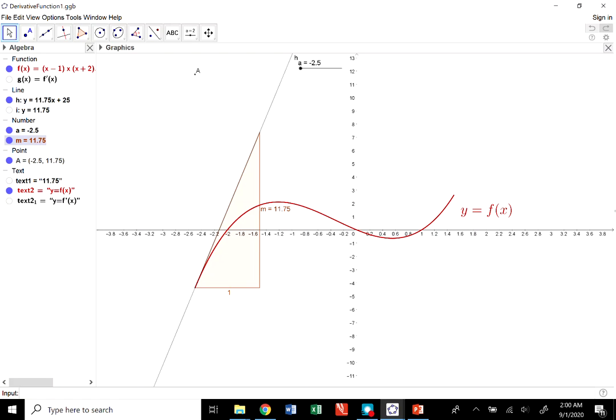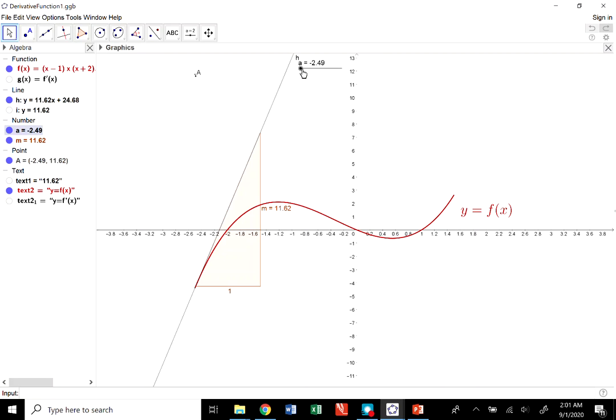So when x is negative 2.5, at least in my case, the slope of the tangent at that same x, negative 2.5, is 11.75. So what did I do? I recorded that value as a point, same x value of negative 2.5, but the y value is this 11.75, whatever the slope of the tangent is. Cool? And now I'll come back to this and move it slightly to the right.